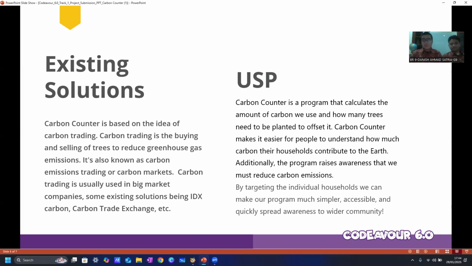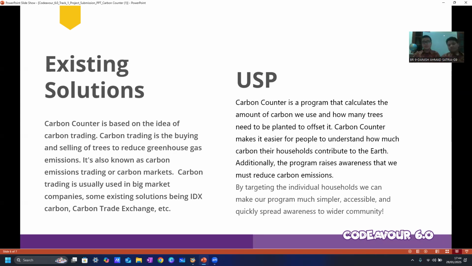And there are many existing solutions before. Carbon Counter is based on the idea of carbon trading, where carbon trading is the buying and selling of trees to reduce greenhouse gas emissions. It is also known as carbon emissions trading or carbon markets. Carbon trading is usually used in big market companies, with existing solutions being IDS Carbon and Carbon Trade Exchange.